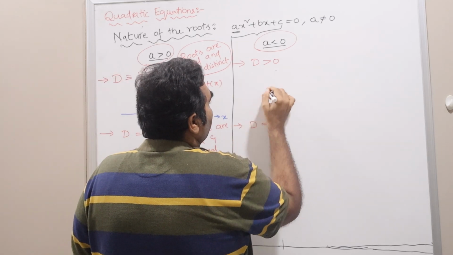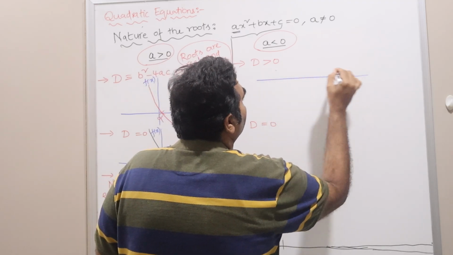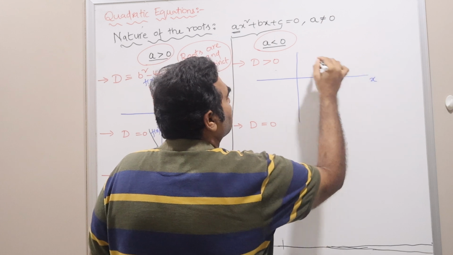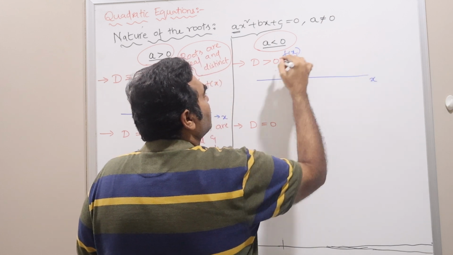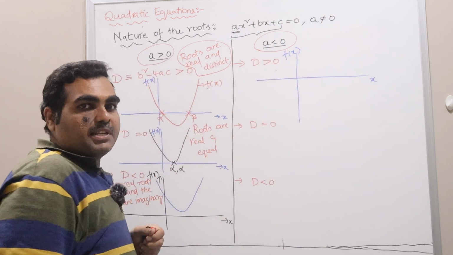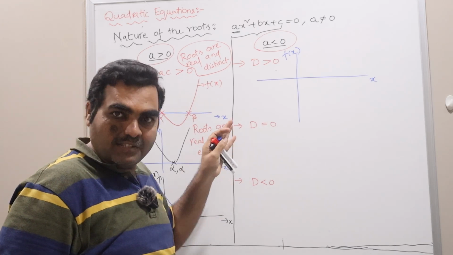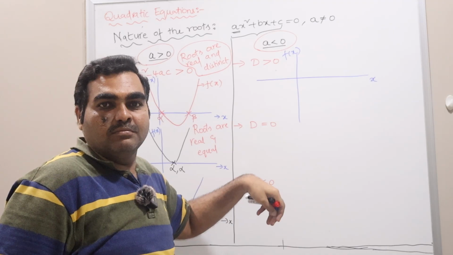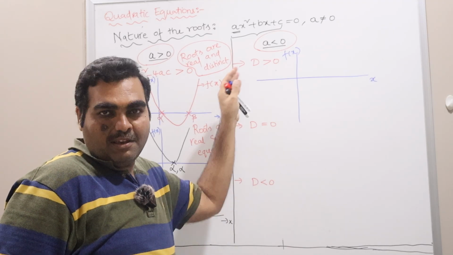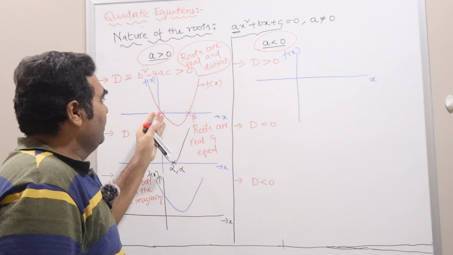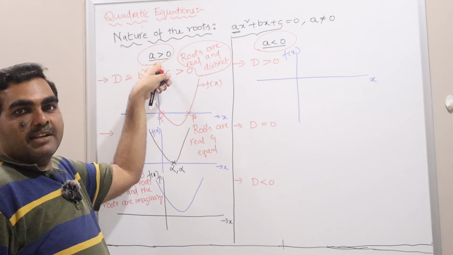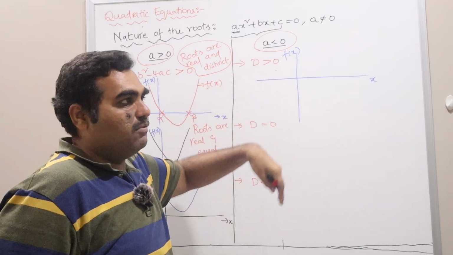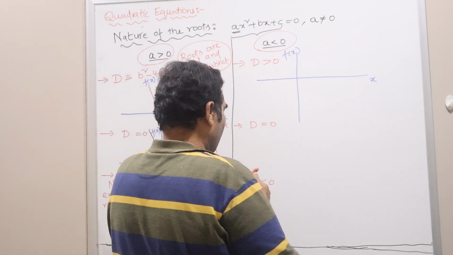Once again I am going to do the same exercise. If a is less than 0, the function is still parabolic in shape, but concave down. These are concave up because a is greater than 0. If a is less than 0, the function is concave down. So it can be drawn like this.